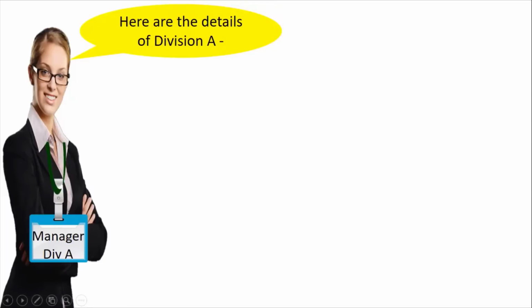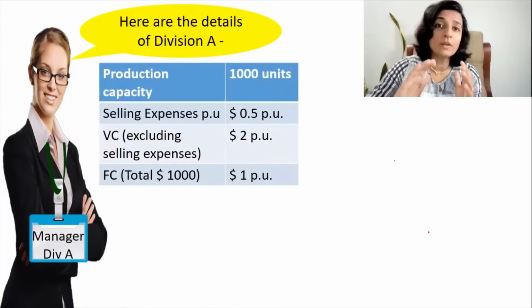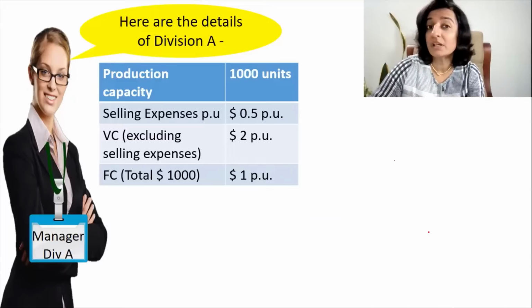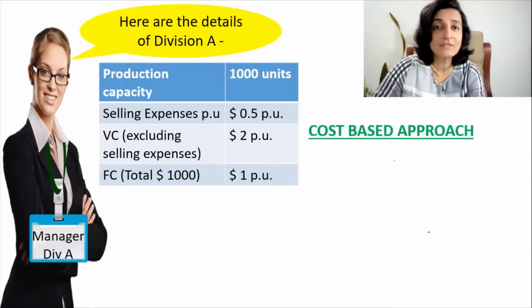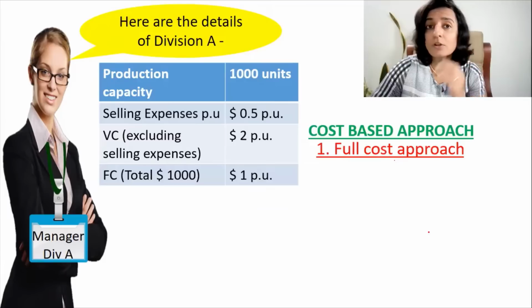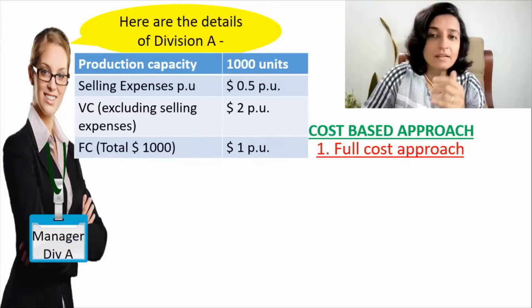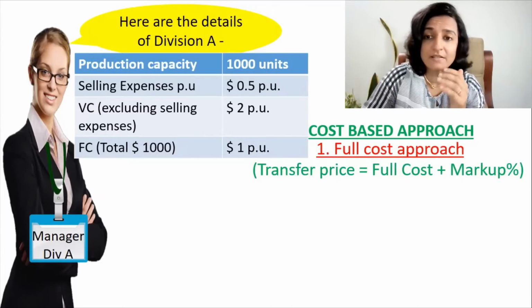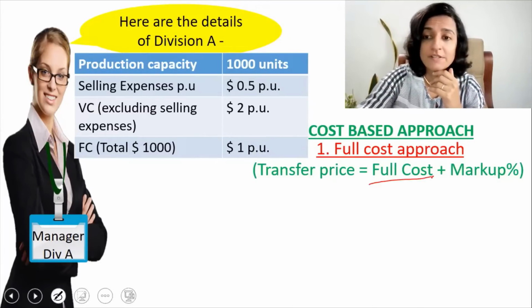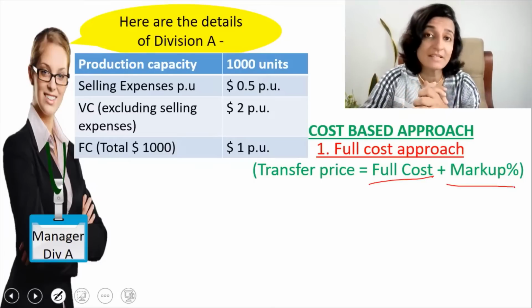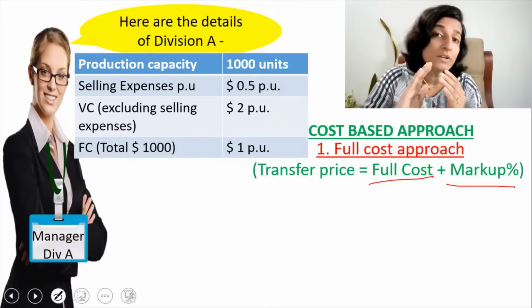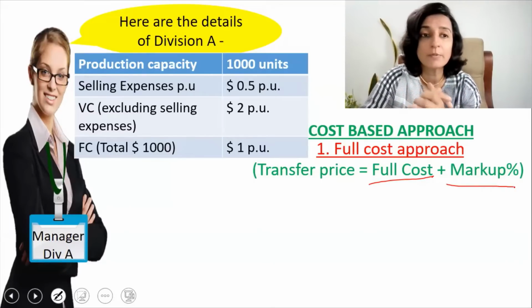Here are the details of division A. Okay, so since we have got the details of the product, we will start off with the first method of transfer pricing, the cost-based approach, in which the full cost of the product is taken. In this method, the transfer price is equal to the full cost plus a markup percentage. So first we will see what is the full cost for making the product.